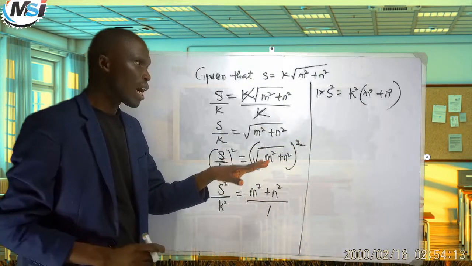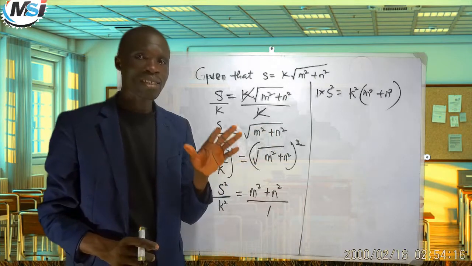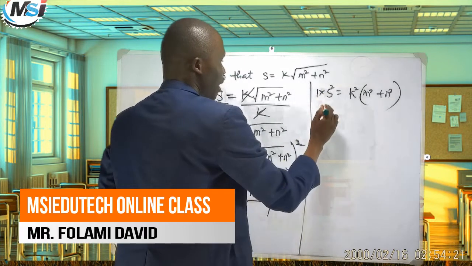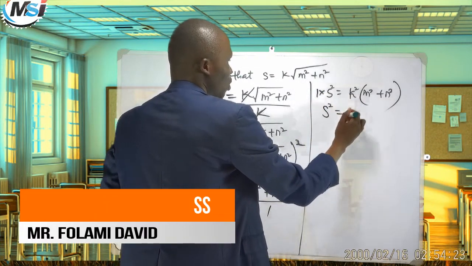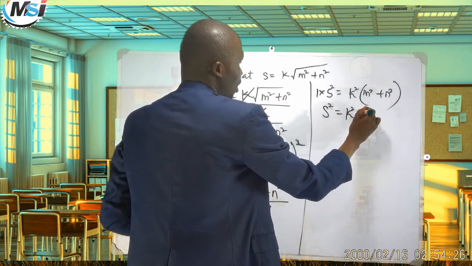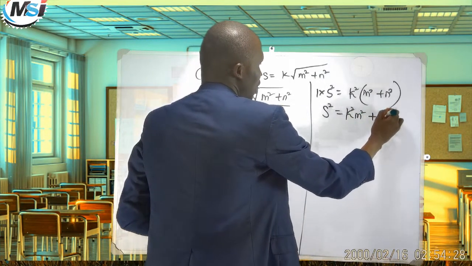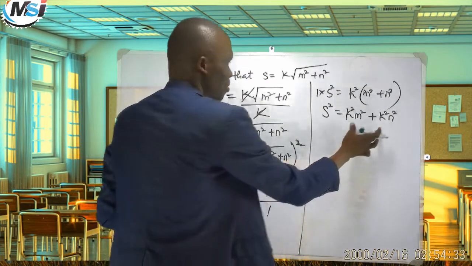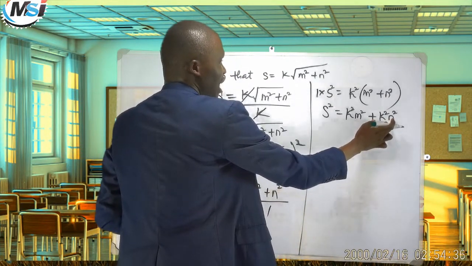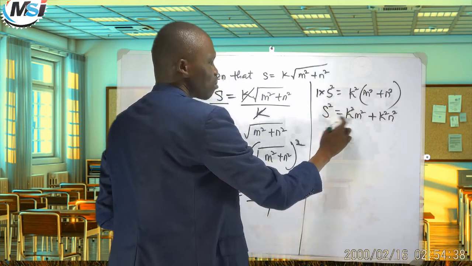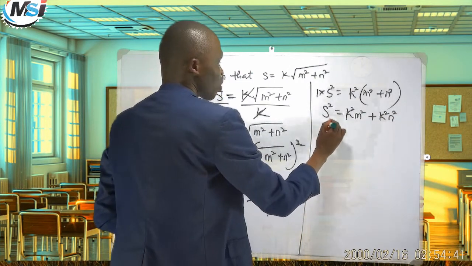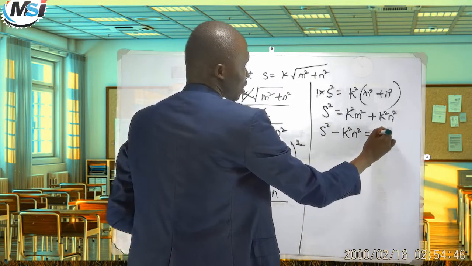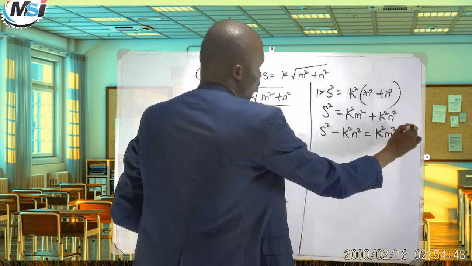Remember, we are looking for m as the subject of the formula. So when you open this bracket, 1 multiplied by x squared will give us x squared equals k squared m squared plus k squared n squared. Now we are on the road. This plus k squared n squared, bring it to this side because we are looking for m. x squared minus k squared n squared will give us k squared m squared.